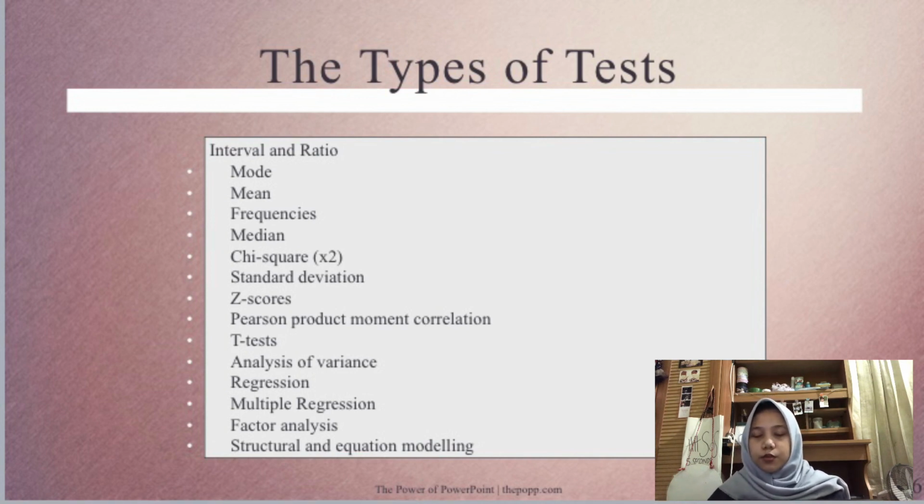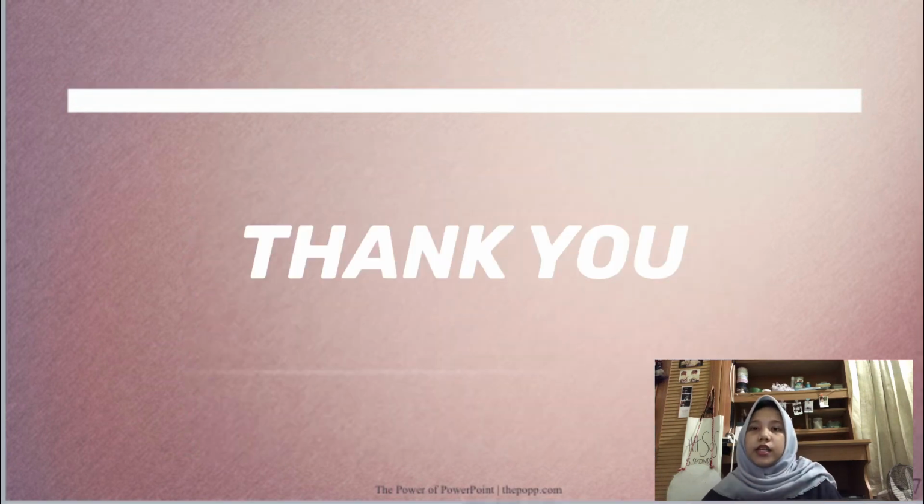It is a statistic to measure the degree of association between two interval or ratio variables. For example, like the correlation between interval data, like examination scores from the biology subject and examination scores from the chemistry subject. We can find the correlation between those two variables. And next, t-test, analysis of variance, regression, multiple regression, factor analysis, and the last is structural equation modeling. I think that's all for me about the types and scales of data.